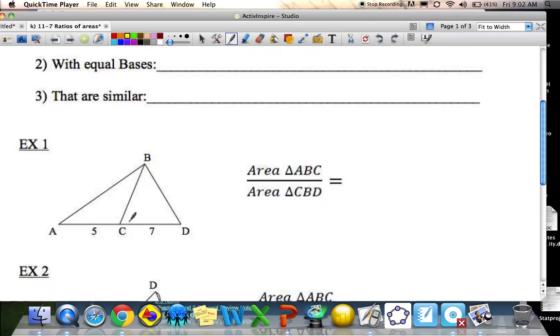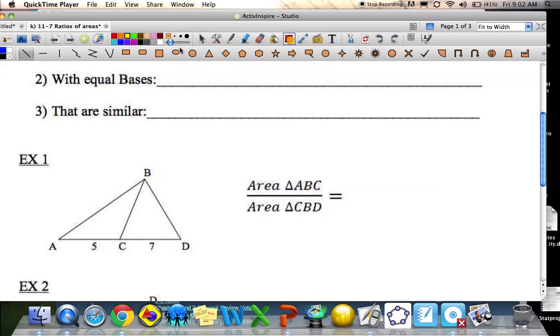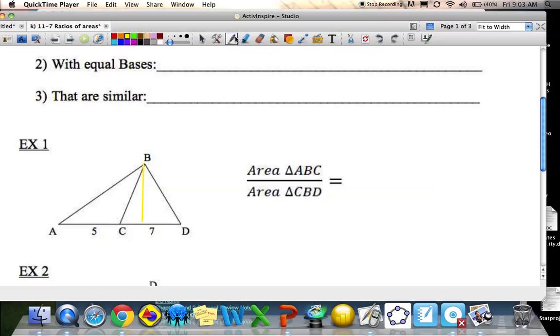If you notice triangle ABC and BCD, they have bases of length 5 and length 7. If you were to figure out the ratio of their areas, we know that both of these triangles share the same height. So we drop the height here, and the height is the same. We could call it H if that makes us happy, the yellow H.